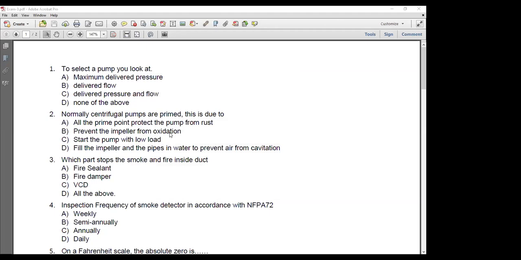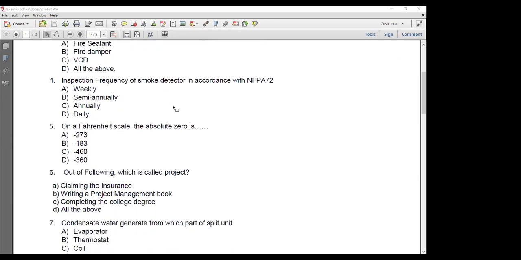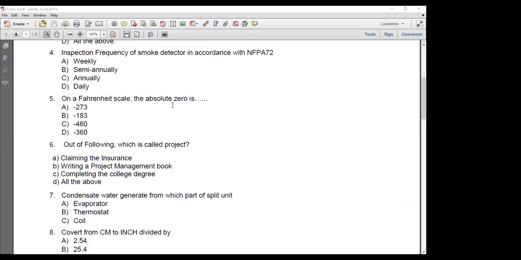Next. D. Yes. Next. B. B, fire damper. Yes. 4. B also, semi-annually. 5. A.